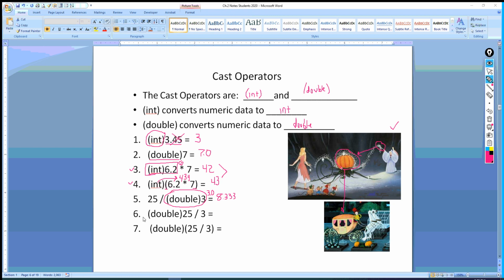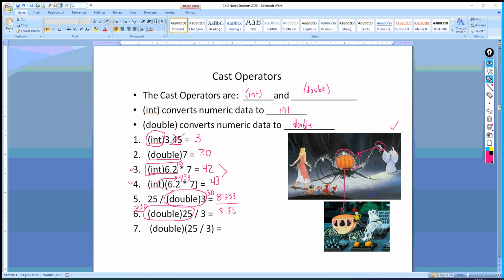Now we look at number 6. This is like number 5, except it's grouped on the left side now because the cast operator is going to act on the 25. So now we're dealing with 25.0 divided by 3. This is exactly the same thing, because when you use the calculator you get the same result. Since the 25.0 is no longer an int but a double, the result has to be a double. So you keep the decimal, and this is also going to be 8.333.